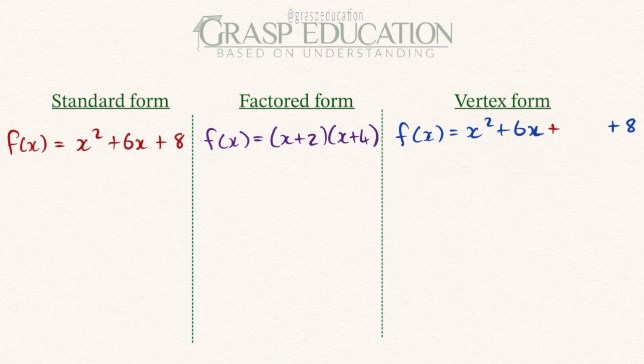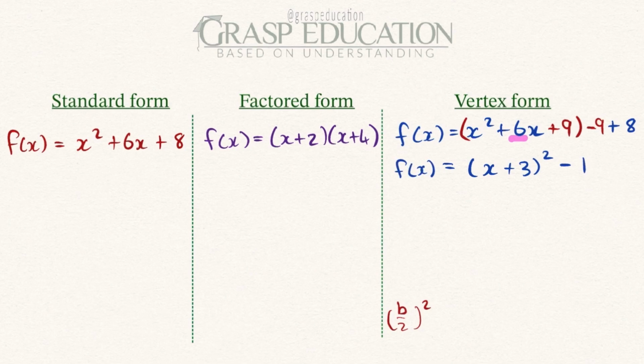The special number is b over 2 squared. In our case, b is 6. So 6 divided by 2 is 3 squared is 9. So I would add 9 in order for this bracket to group, and I would subtract 9 also, so that I haven't changed the value of my function. This would become x plus 3 squared and minus 1.